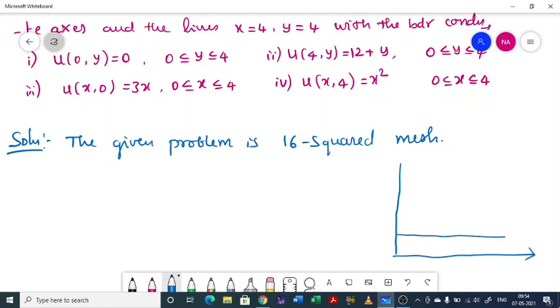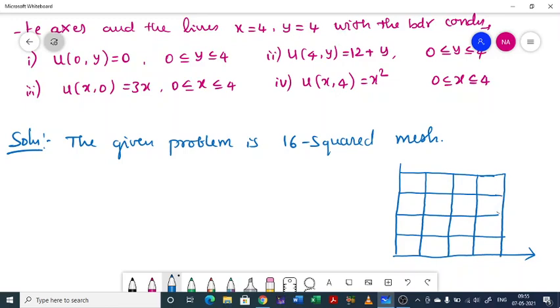So 1, 2, 3, 4, and 1, 2, 3, 4. Okay, and this is the line y equal to 0, the x axis, and this is the line x equal to 0, the y axis. Okay, now write the values.